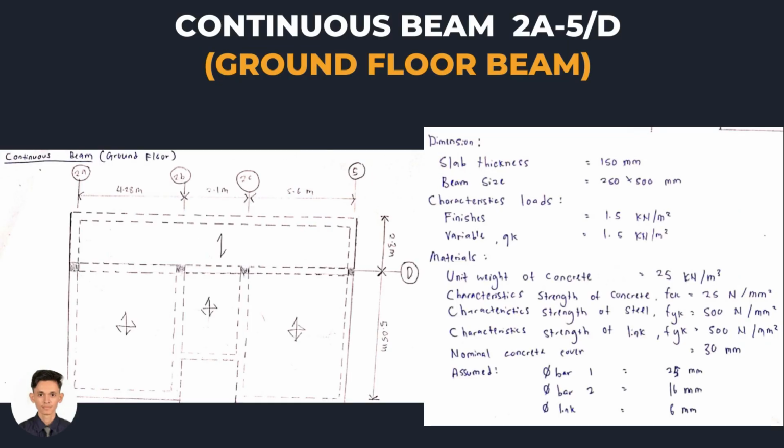Okay, this is my layout for continuous beam 2A 5D, which is at the ground floor. With the dimension we use the same as the simply supported, which is 150 for the slab thickness. For the beam size, 250 times 500 mm, and for the characteristic load, finishes 1.5 kN per meter square, variable Qk 1.5 kN per meter square. For the bars also the same, which is 35 mm for the main bar, 16 mm for the secondary bar, and 6 mm for the link.